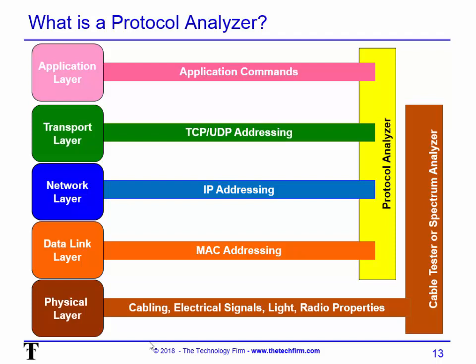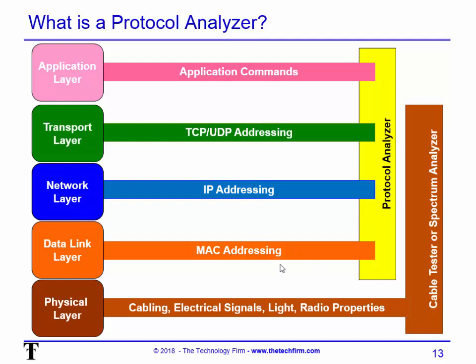But the physical layer issues, like noise, you will not see with a protocol analyzer. We're going to cover that again in another slide or two, but I just need to put that out there right now. So if you do have to troubleshoot at layer 1, you're looking at cable testers, or on the radio side of things, spectrum analyzers, or fiber optic analyzers.